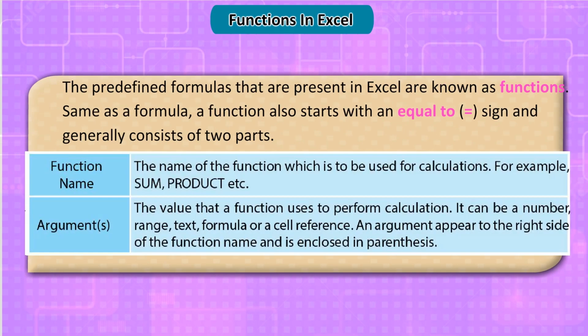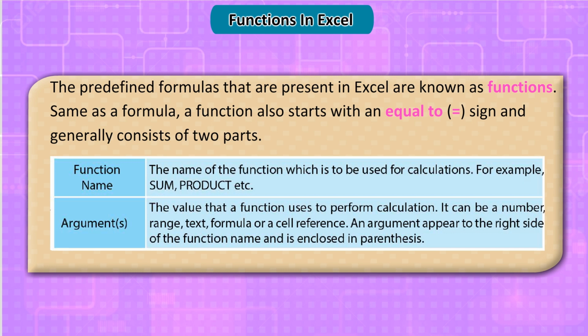Functions in Excel. The predefined formulas that are present in Excel are known as functions. Same as a formula, a function also starts with an equal to sign and generally consists of two parts. Function name: the name of the function which is to be used for calculations, for example, sum, product, etc. Arguments: the values that a function uses to perform calculation. It can be a number, range, text, formula or a cell reference. An argument appears to the right side of the function name and is enclosed in parentheses.